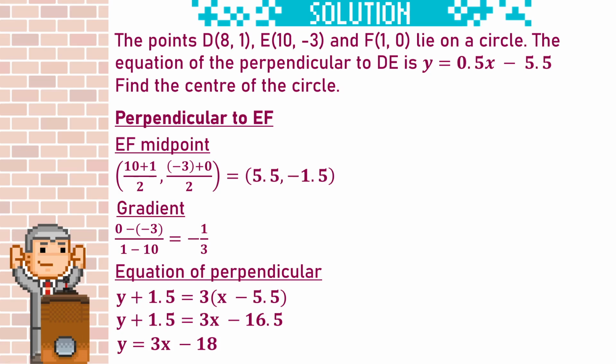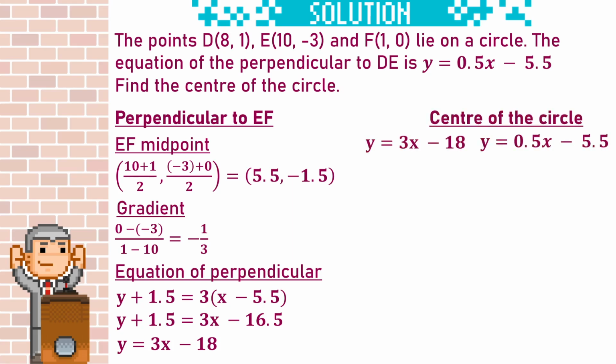Now we've got our two perpendicular bisector equations. We've got the one given to us in the question, and we've got the one we've just found out. Now remember, the centre is at the intersect of the two. They're both in the form y equals, so we can set them equal to each other. So 3x minus 18 equals half x minus 5.5. We're going to add 18 to both sides and take away half x from both sides, and then we're going to divide both sides by 2.5, giving us x equals 5.